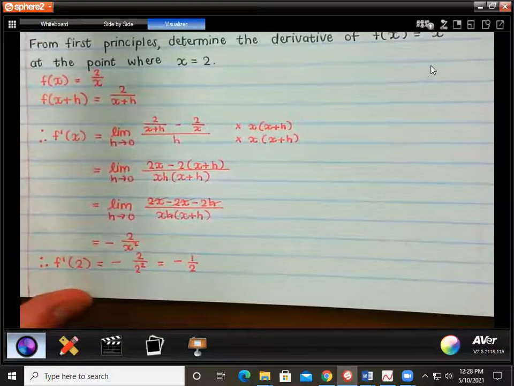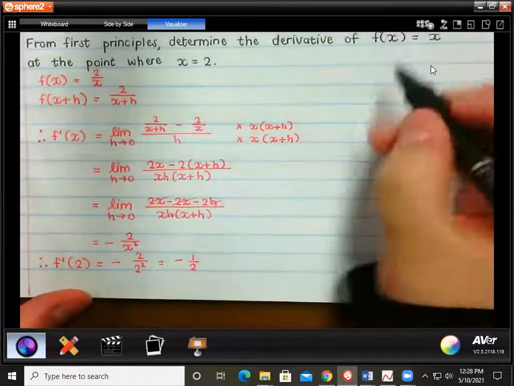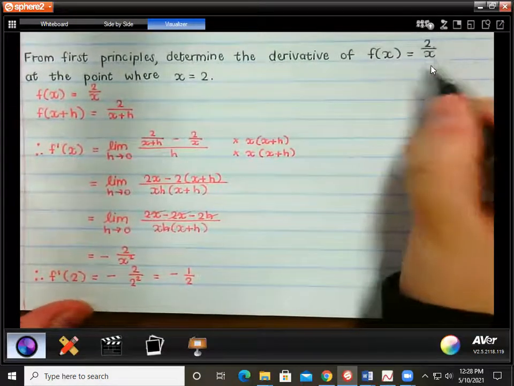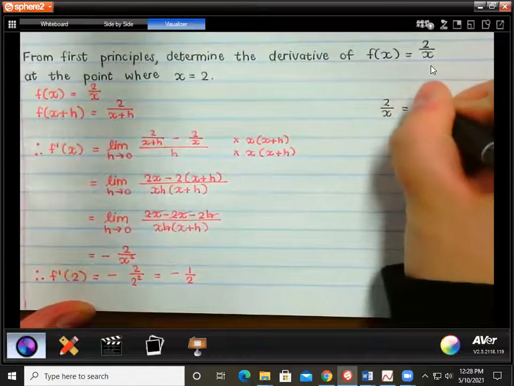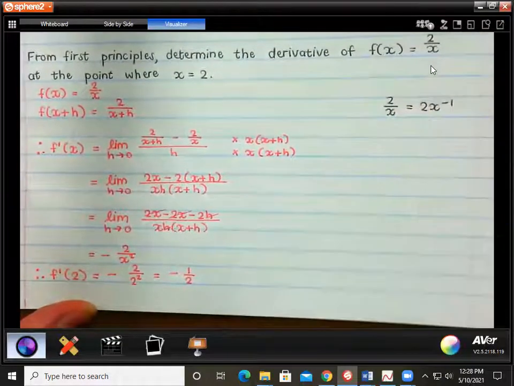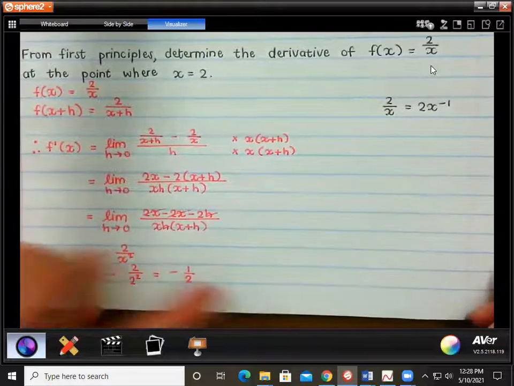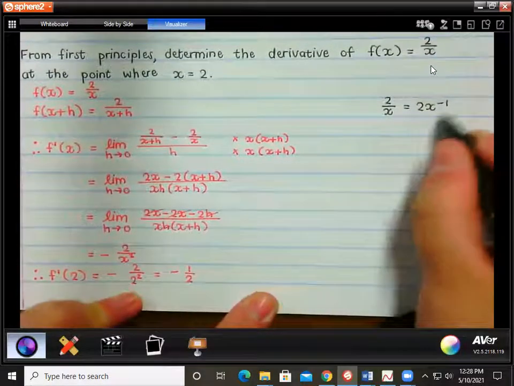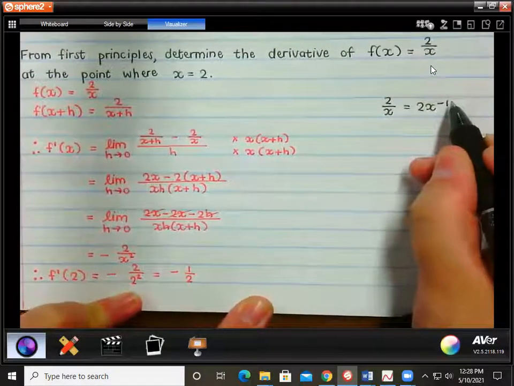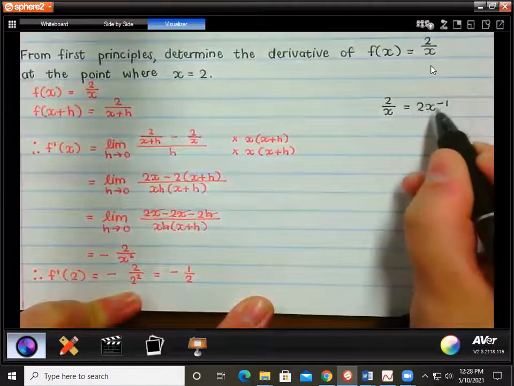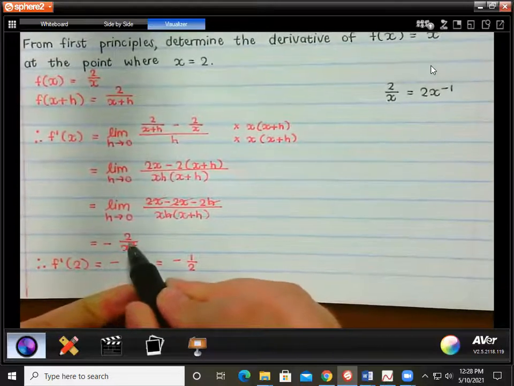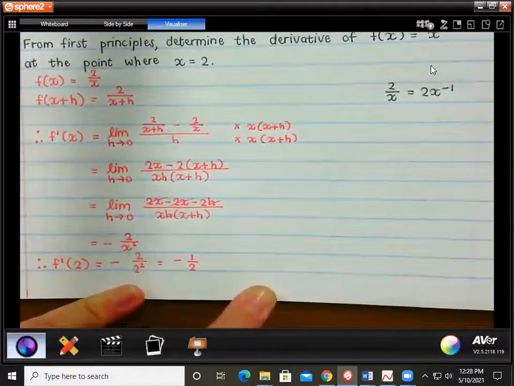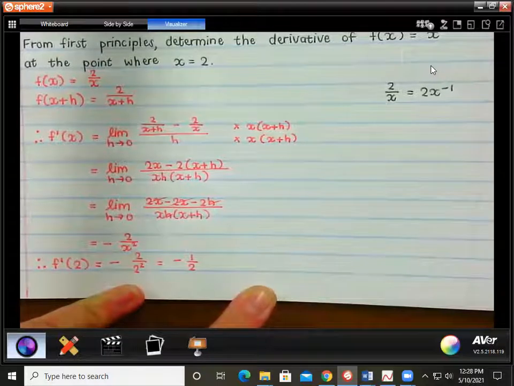Now, guys, if you had to find the derivative of this without using first principles, of just 2 over x, remember you would say that 2 over x is the same as 2x to the negative 1, right? Then you would have to find the derivative of this. So what is that going to give you? Negative 2 times x to the negative 2. Isn't that the same thing? Negative 2 times x to the negative 2. So you would take that x to the negative 2 to the bottom, and it would be x squared. Okay, so that's a way of checking.